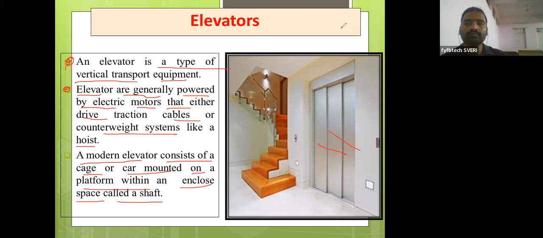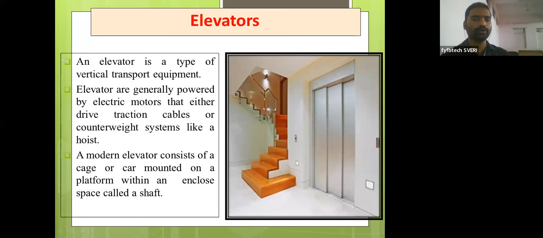Elevators. An elevator is a type of vertical transport equipment. Vertical transport equipment. Next point.